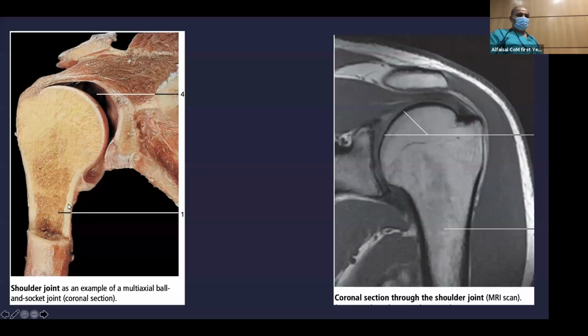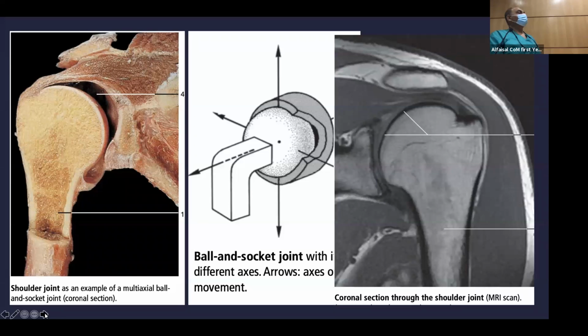Right? Now, more clarification. That was an MR image. This is the real dissection. And this is schematic. Are we aligned for everything? This is a shoulder joint. It is a classic example of a ball and socket type of joint. Are we clear?